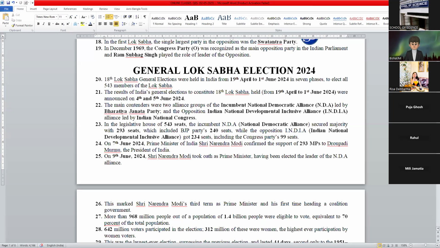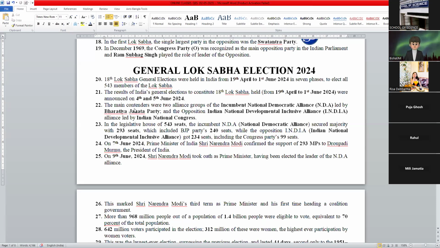Now, very remarkable points about General Lok Sabha election 2024. Point number 20. 18th Lok Sabha general elections were held in India from 19th April to 1st June 2024 in 7 phases to elect all 543 members of the Lok Sabha. Point number 21. The results of India's general elections to constitute 18th Lok Sabha were announced on 4th and 5th June 2024.